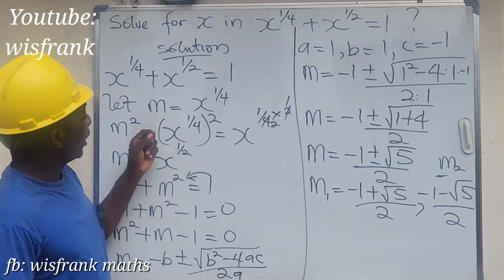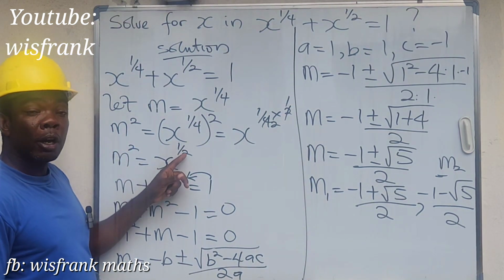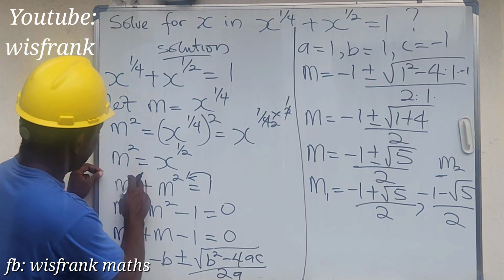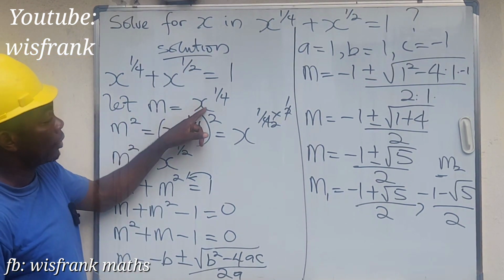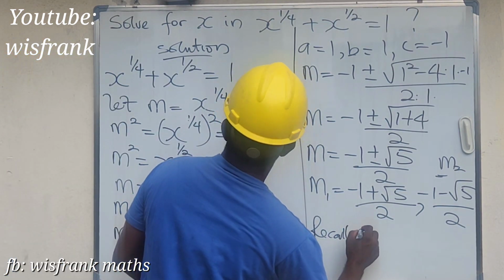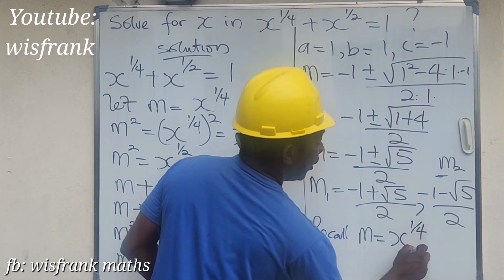So we recall that we said m squared equals x raised to the power of 1 all over 2, and we are looking for the value of x. So in this case, our m equals x raised to the power of 1 all over 4. So recall that we have m equals x raised to the power of 1 all over 4.